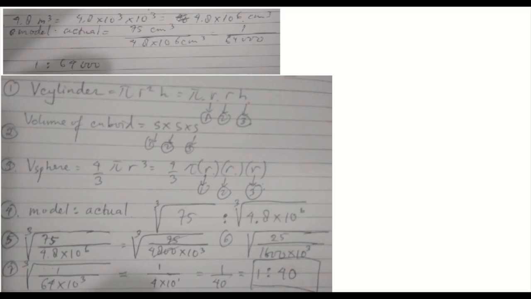And then as you can see in the fifth step and the sixth step, I divided by 3, and then we have 25 over 1600 times 10 power of 3. And then we can divide them again by 25. 25 divided by 25 is equal to 1, and 1600 divided by 25 is equal to 64. The cube root of 1 is 1, of course, it's obvious. And the cube root of 64 is equal to 4. And then that's what we've got. The result is 1 compared to 40. That's the ratio between the model compared to the actual.